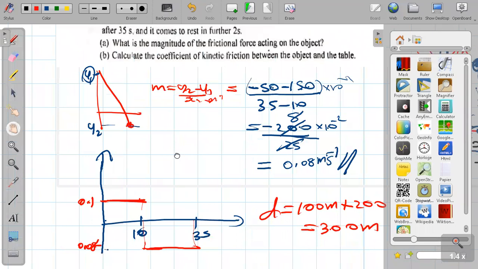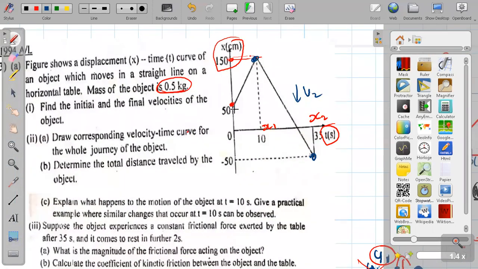Because see, from here to here, it moved some 100. Again, from 150 to minus 50, it's like 200 meters. It's a distance. Distance means that.